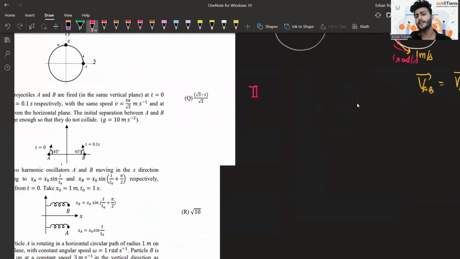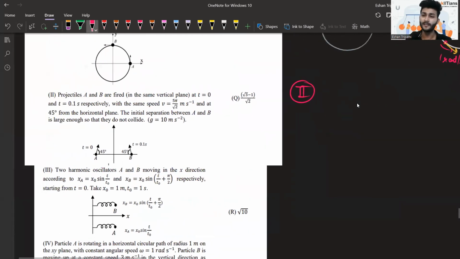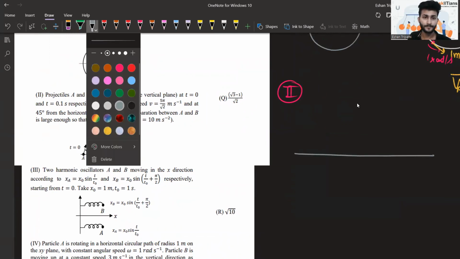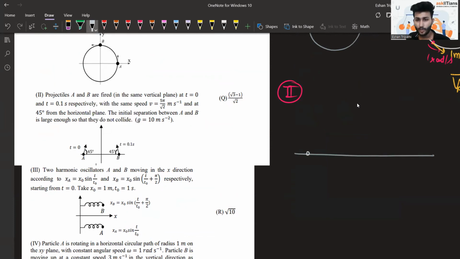So technically, we just need to solve these 2. You don't even need to read third and fourth part. Here they are saying projectile is thrown, like 2 projectiles are thrown. This is thrown with speed, how much is given? Let's say some V at an angle of 45 degree.